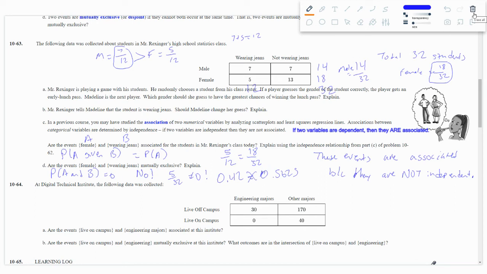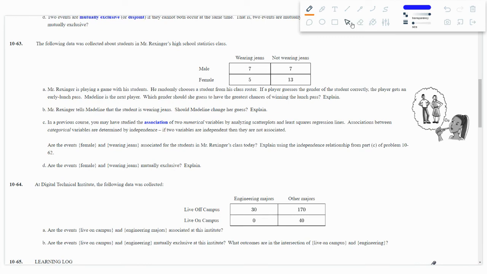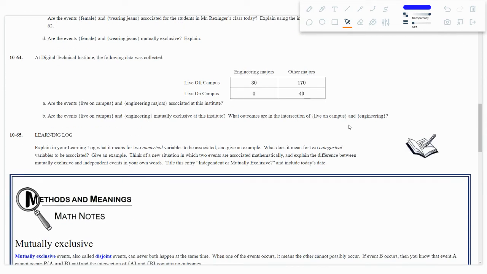And then lastly, we have 10-64. At Digital Technical Institute, the following data was collected. We have all these tables here. This time, we're first figuring out, are they associated? So does living on campus have the same probability as living on campus given that you're engineering? So the probability of A given B equals the probability of A. Well, if we take a look at everything and add it together, we got 200 off campus, we got 40 on campus. So our total students is 240. There's a total of 30 engineering and 210 other.